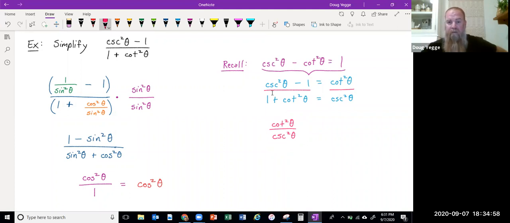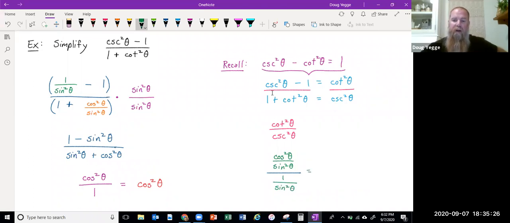Okay. So if I rewrite cotangent squared theta as cosine squared theta over sine squared theta, and then I divide that by what cosecant squared theta is in terms of sine and cosine, which with the reciprocal identity is just 1 over sine squared theta.